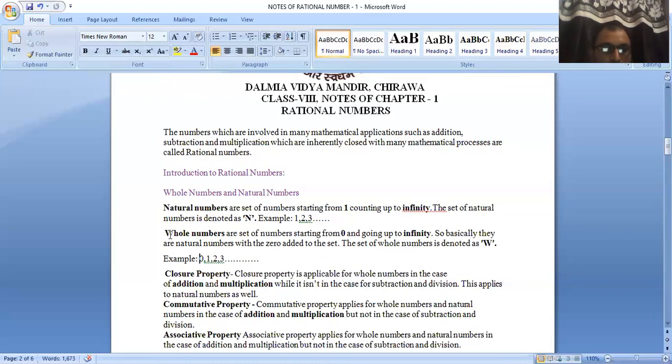Now move to whole numbers. Whole numbers are a set of numbers starting from 0 and going up to infinity. So basically they are natural numbers with 0 added to the set. The set of whole numbers is denoted by W. We can say the set of all natural numbers including 0 are known as whole numbers. So the smallest whole number is 0.